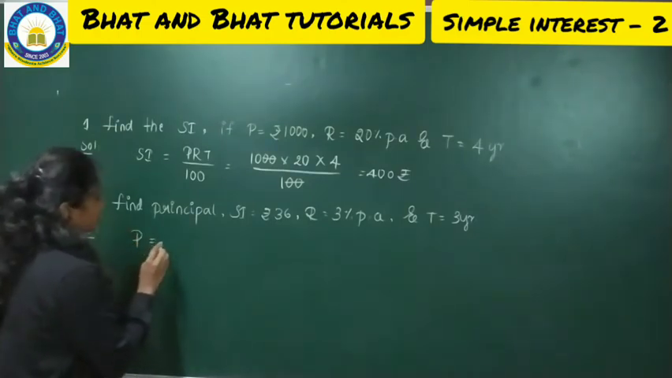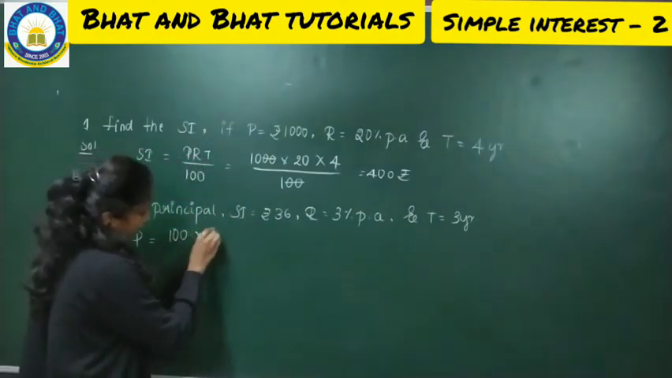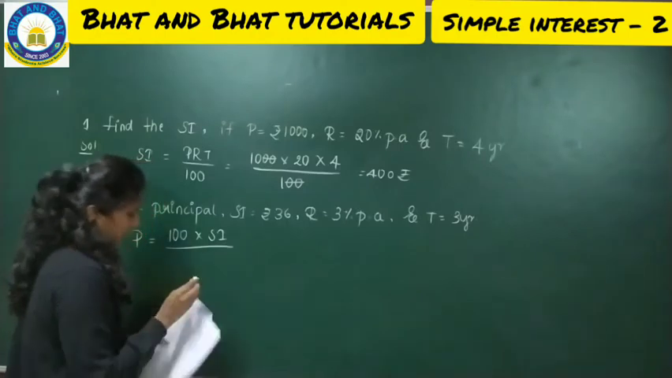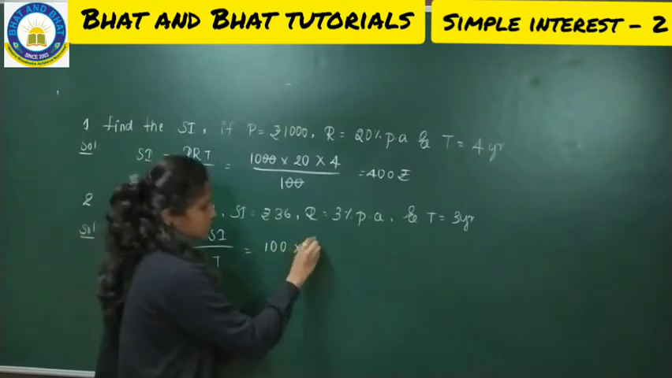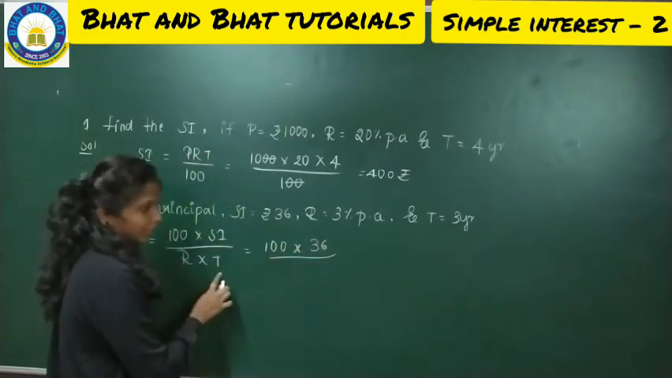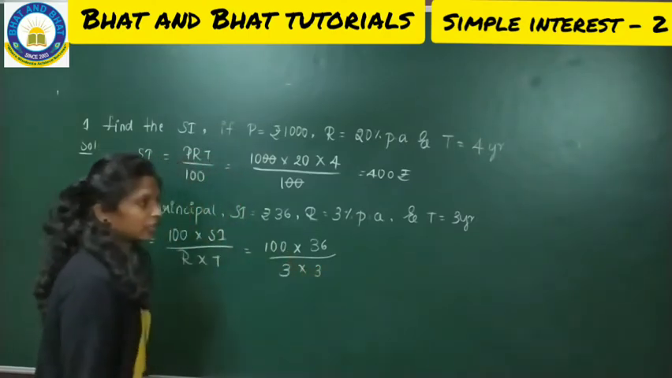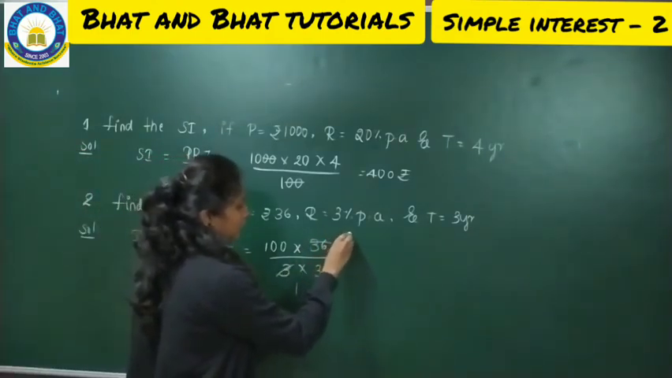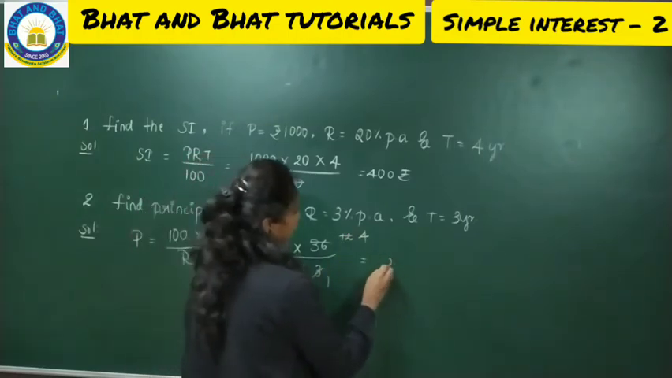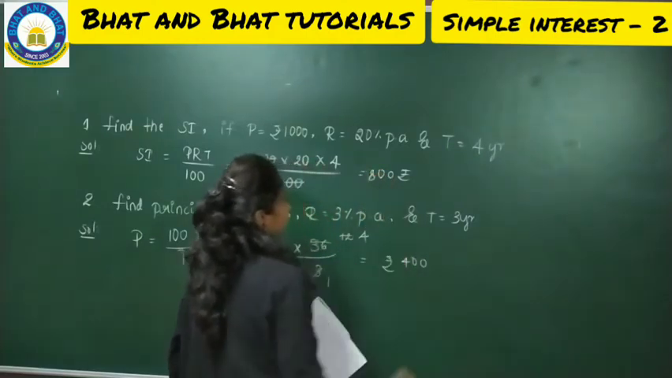We have to find principal. To find principal, we have the formula 100 into simple interest divided by rate into time. 100 into what is the simple interest? 36, divided by rate into time. Rate is 3, time is 3, 100 we have already taken, so again no need to take 100. So now 3 ones are 3, 3 twos are 6, 3 ones are 3, 3 fours are 12. So 100 into 4 again it is 400. So this is actually 800. Okay, make a note.